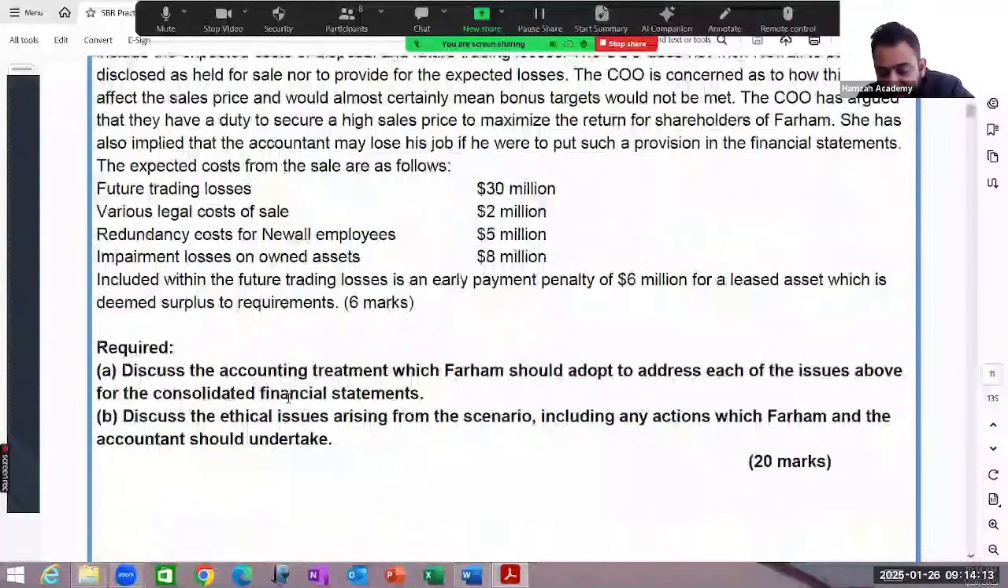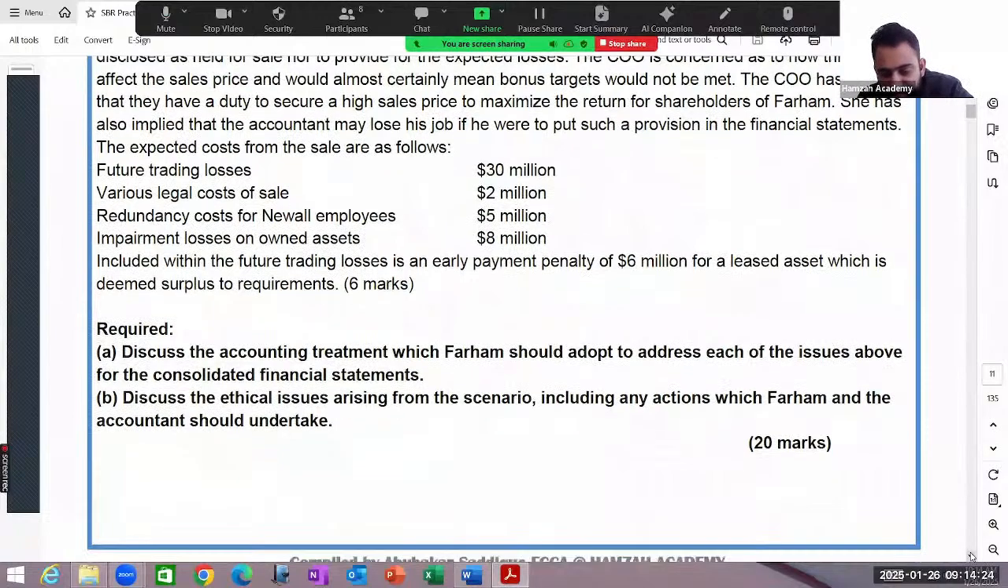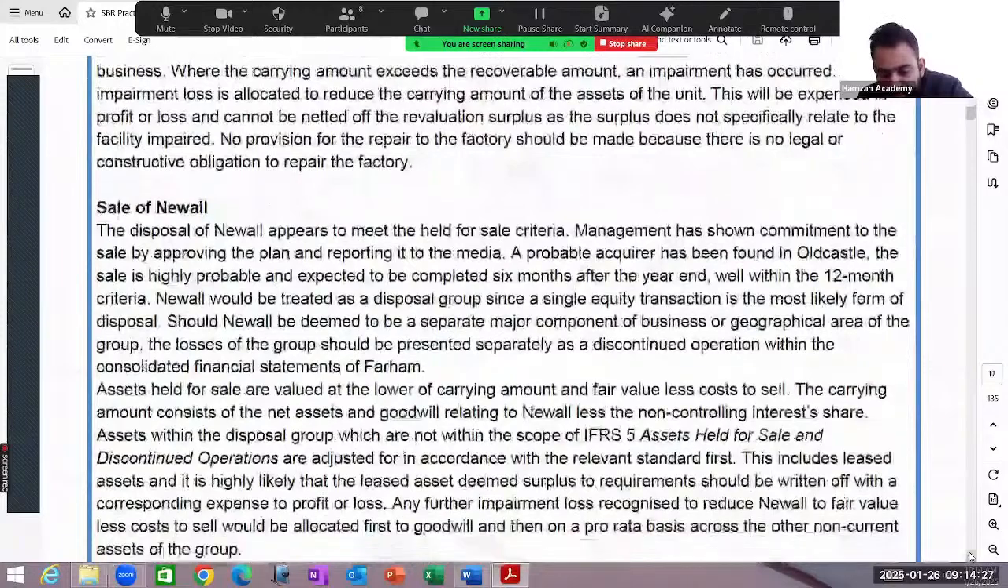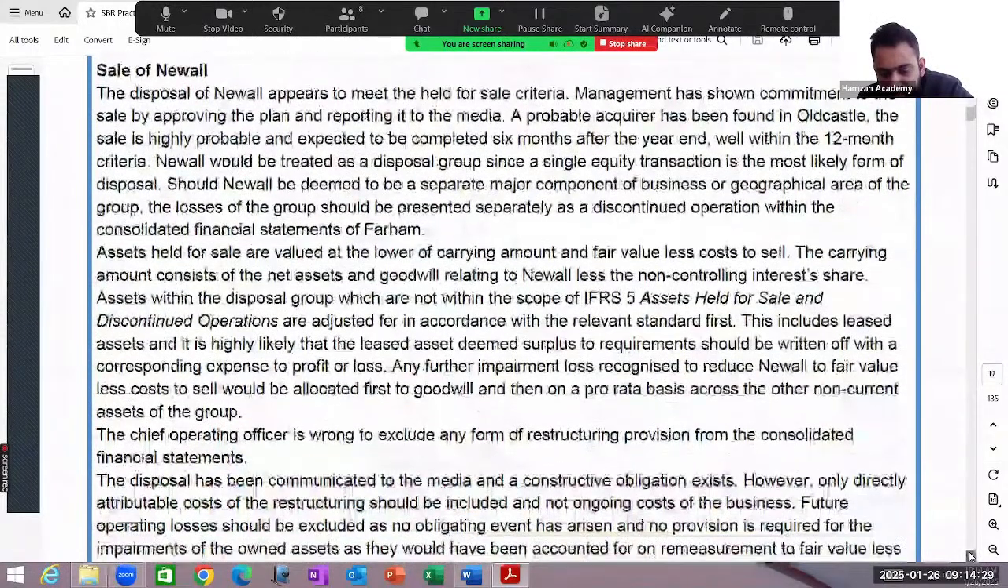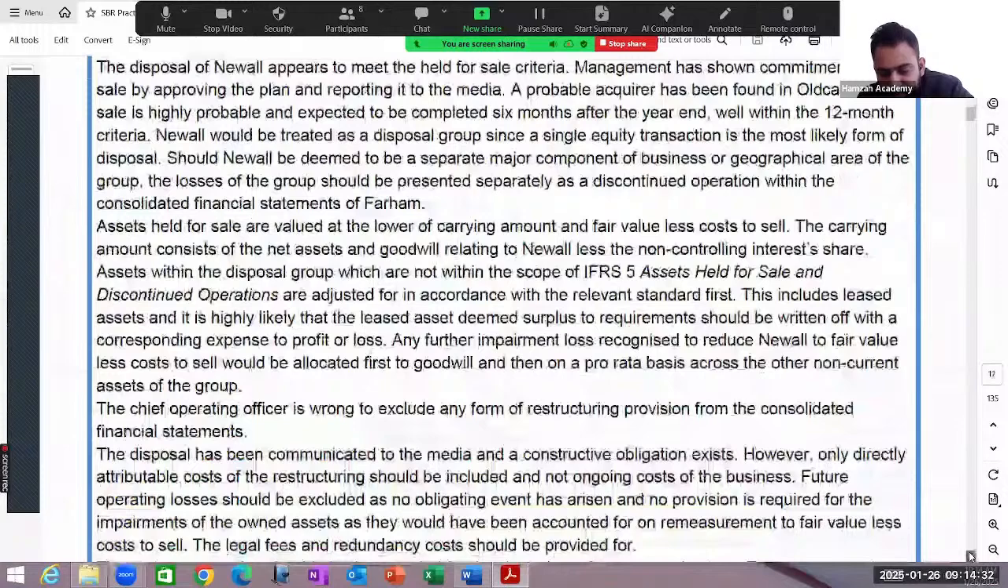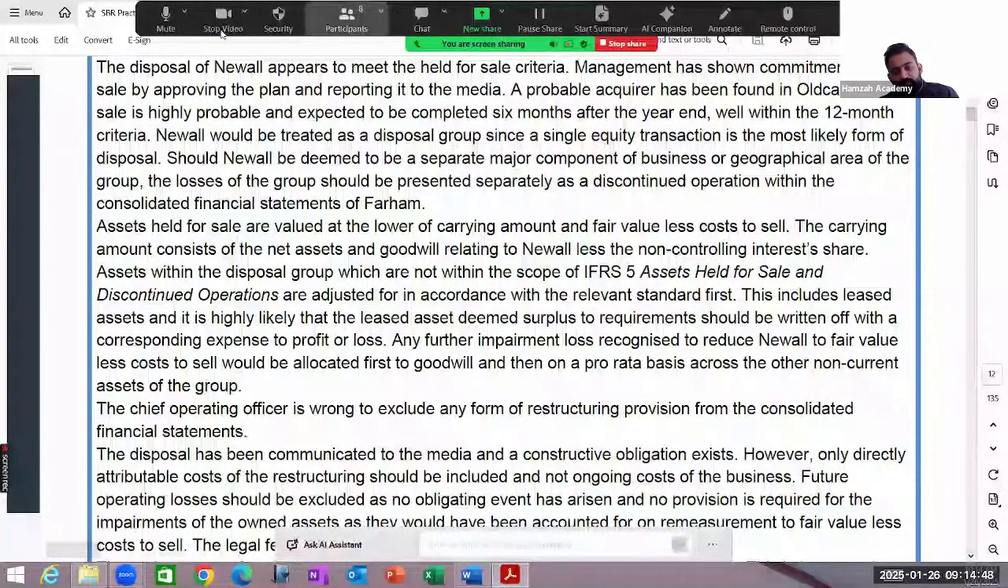And after reading the answer, we will discuss the ethical issue arising from the scenario, including any action which Farham and the accountant should undertake. So kindly read the answer.